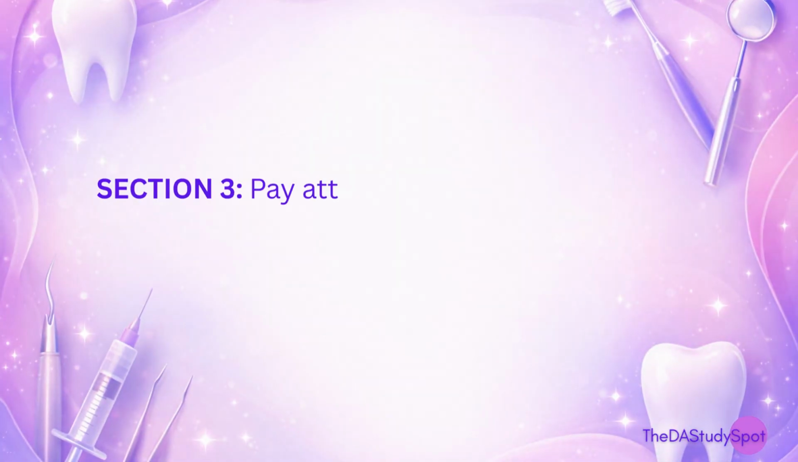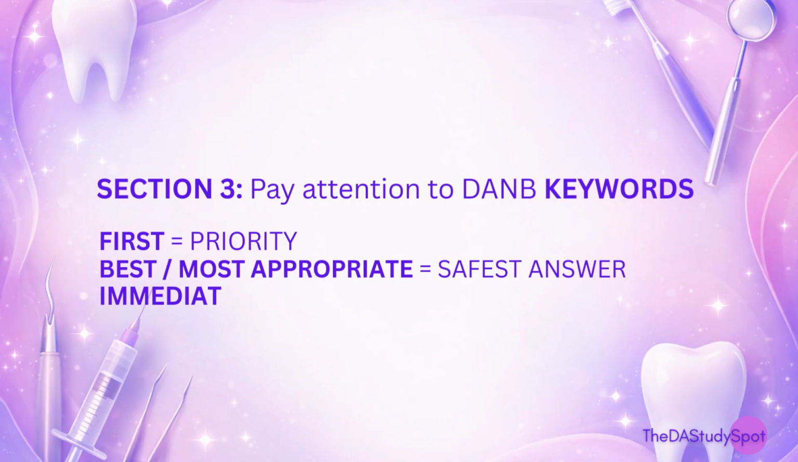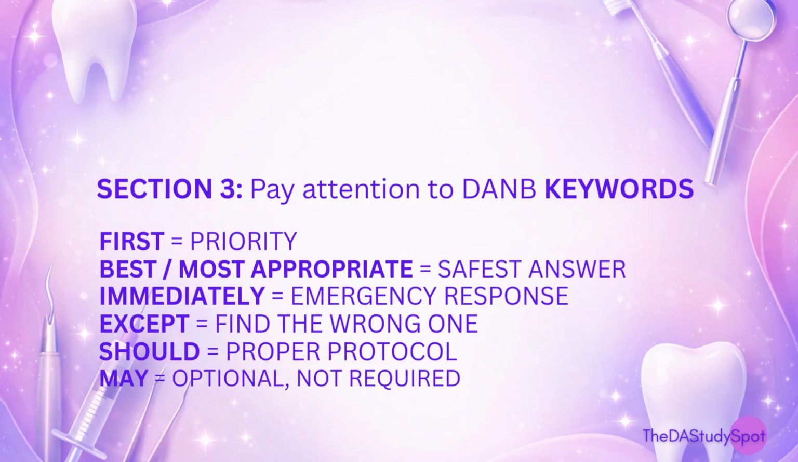Pay attention to DANB keywords. These words matter. You want to look for words like first. First equals priority. You're going to see words like best, most appropriate. This lets you know they're looking for the safest answer. Immediately equals emergency response. Except. Except means find the wrong one, not the right one, the wrong. Except. That's typically the answer that's the most ridiculous.